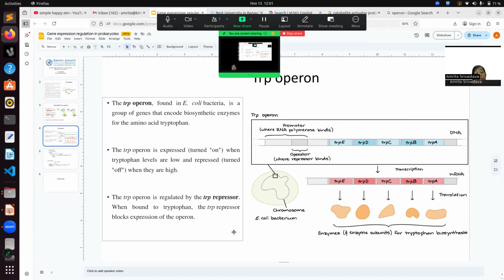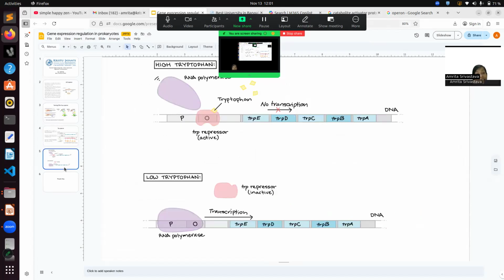Here is the figure that shows that when tryptophan binds to the repressor, it becomes active. It prevents the RNA polymerase, and there is no transcription happening. Whereas when there is no tryptophan, the repressor remains inactive and transcription happens. So this is how a cluster of genes that are localized in a region can influence the regulation of prokaryotic genes. Thank you very much.